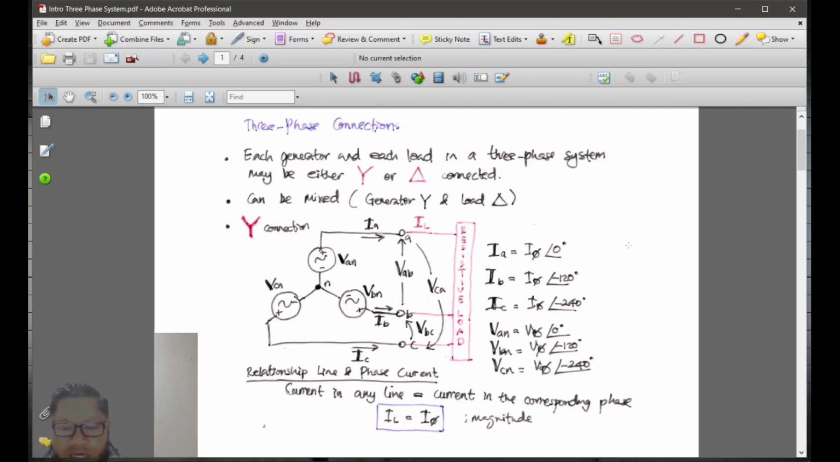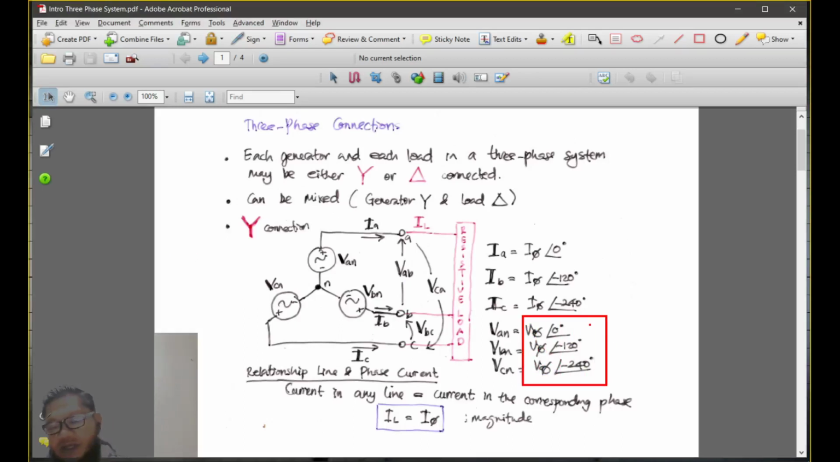So let's look at some basics. We write the equation in what is known as polar form. We can also represent the voltage in terms of rectangular form. In polar form you have the degree, and the rectangular form will be in the form of cos theta plus j sine theta.